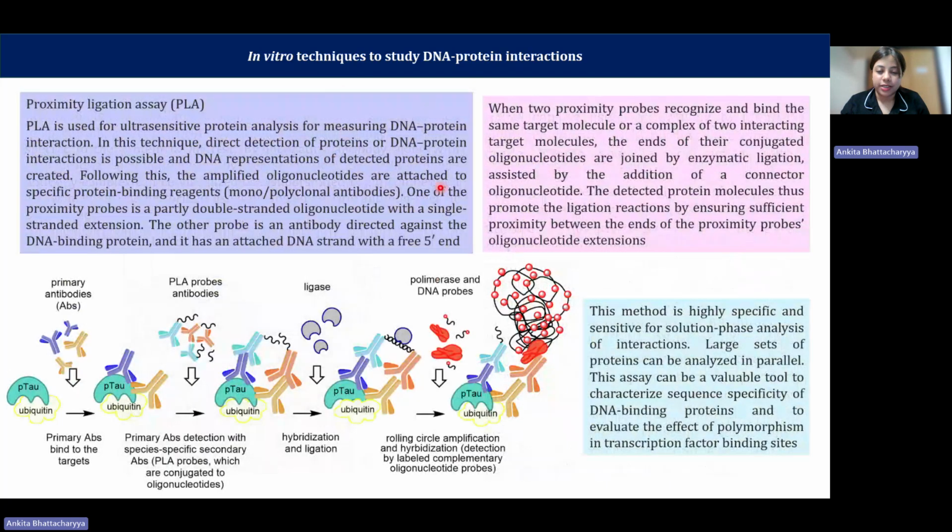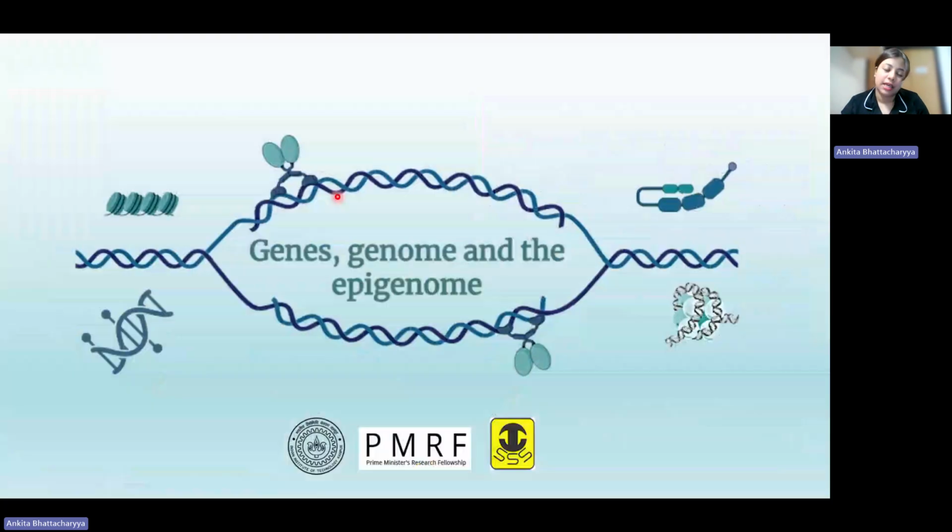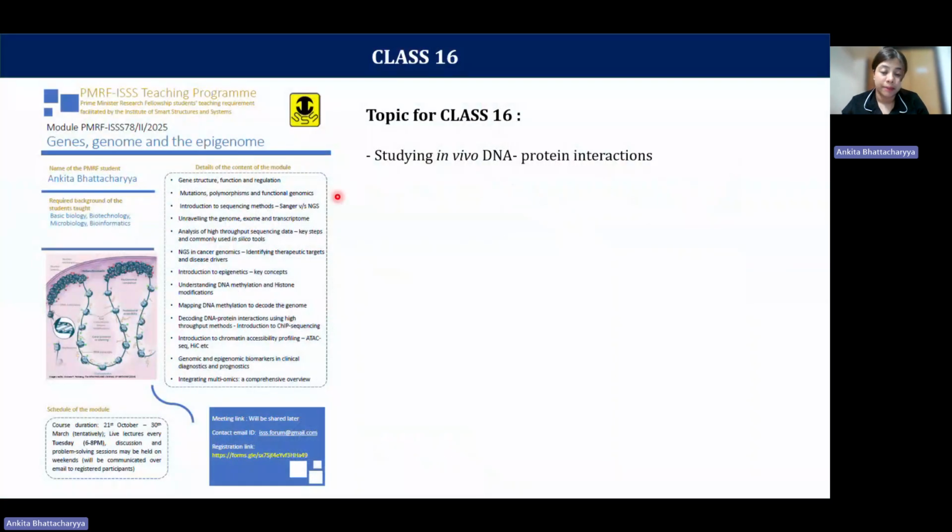Then we had briefly discussed PLA, proximity ligation assay, again another strategy for protein-protein interaction more commonly, but also used for protein-DNA interaction. And because we didn't go much into detail about this, I will move past and we will begin our discussion for today.